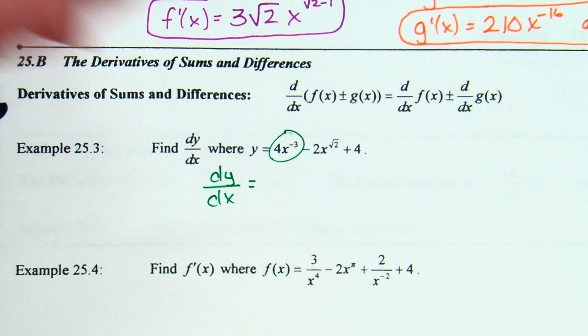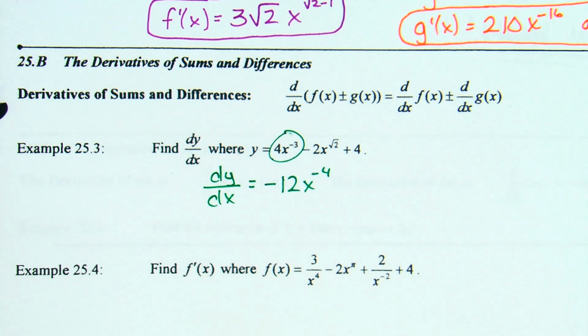You guys okay with that? Negative 12x to the negative 4, because negative 3 times 4 is negative 12, and negative 3 minus 1 is negative 4. Okay? Then we have a term being subtracted, right? So now we're going to do the derivative of that. What does that become?